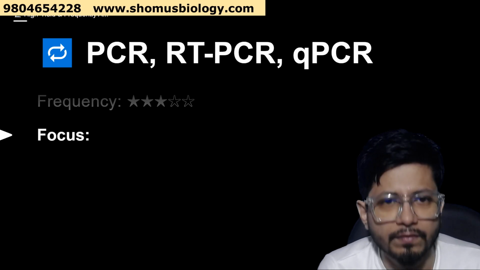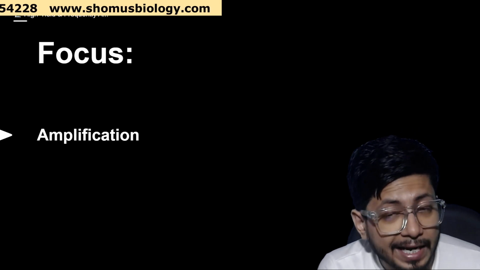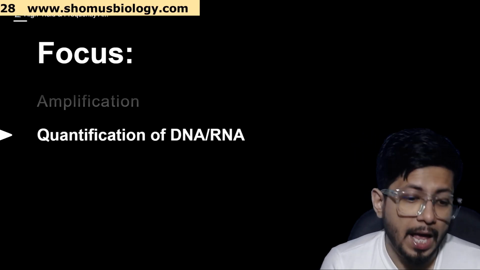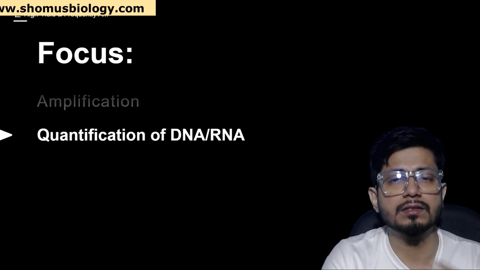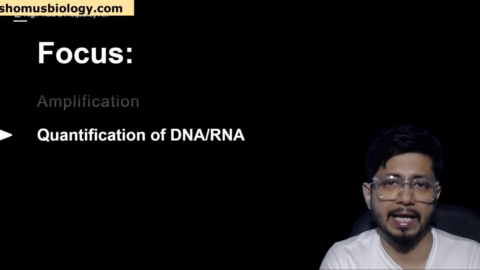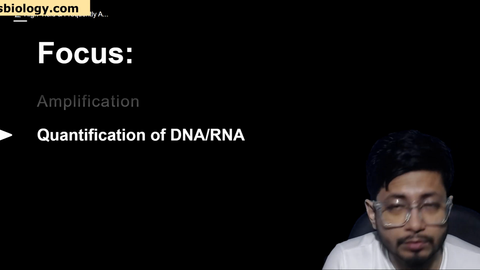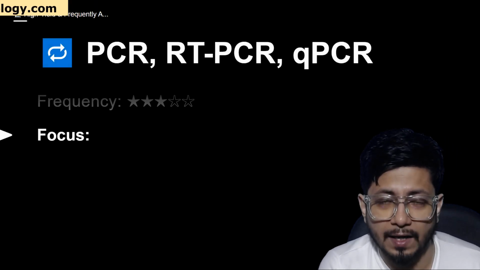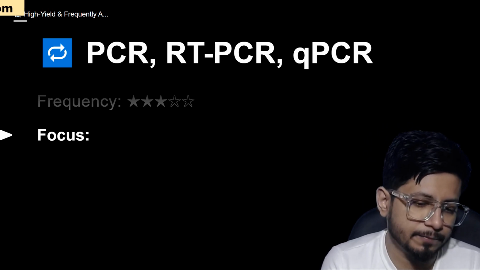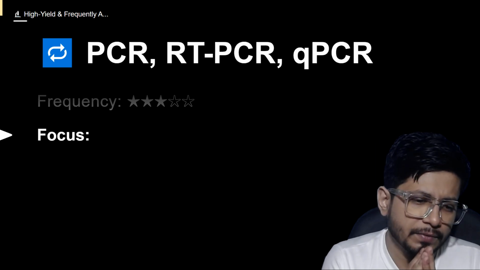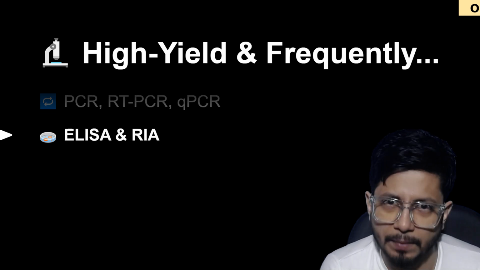Then we have PCR, RT-PCR and quantitative real-time PCR. Frequency 3 star out of 5, and they ask various kinds of PCR. The amplification methods and primer designing are important topics, and quantification of DNA and RNA is important. The different cycles involved in PCR and how exactly we can calculate the amount of DNA produced from the initial number, that mathematical calculation, is important. Different types of PCR like nested PCR, touchdown PCR, and colony PCR are all important as part of the syllabus.